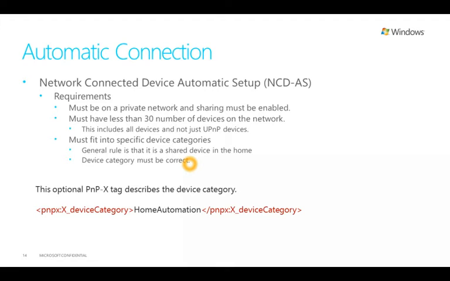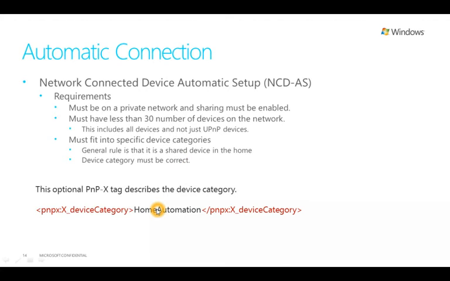Now, there are a couple of requirements. You must be on a private network and sharing must be enabled. You must have less than 30 devices on that network. The general rule is this. The devices must be shareable types of devices. So a set-top box, a TV, even a smart refrigerator are all shared devices. A personal phone is not. So you would not want an application for your phone installed on someone else in your family's PC.